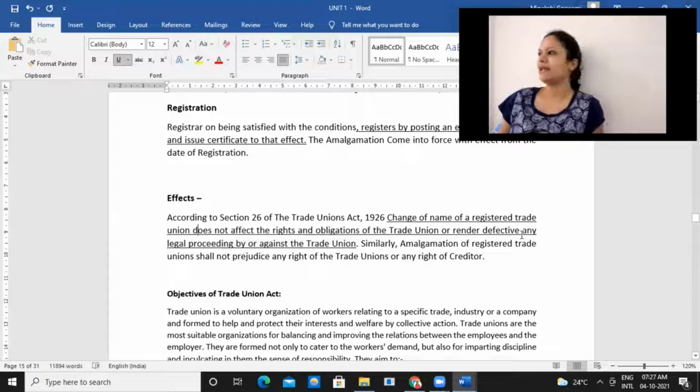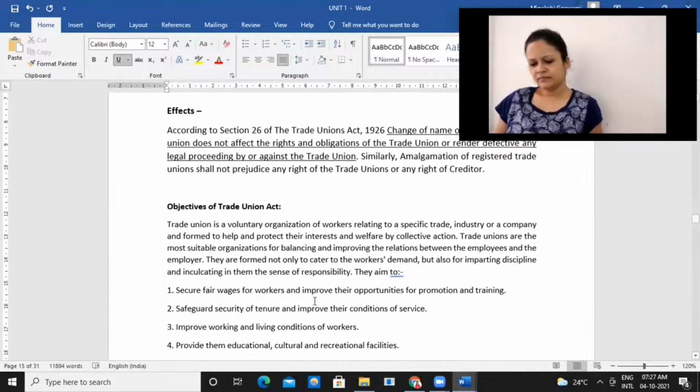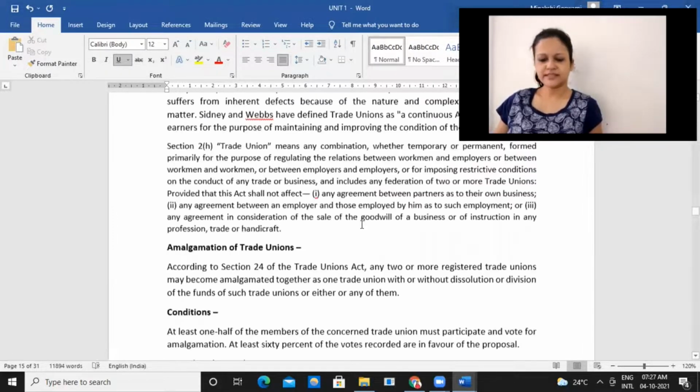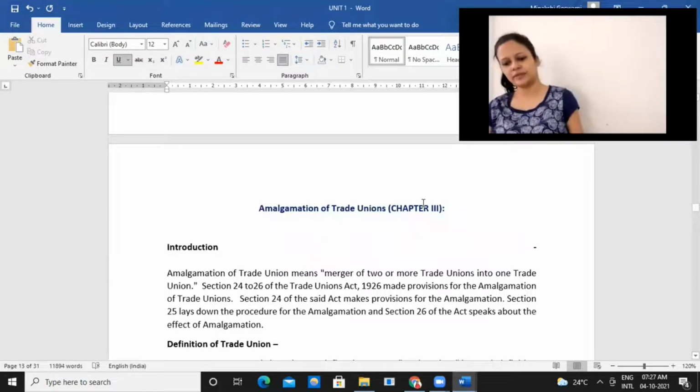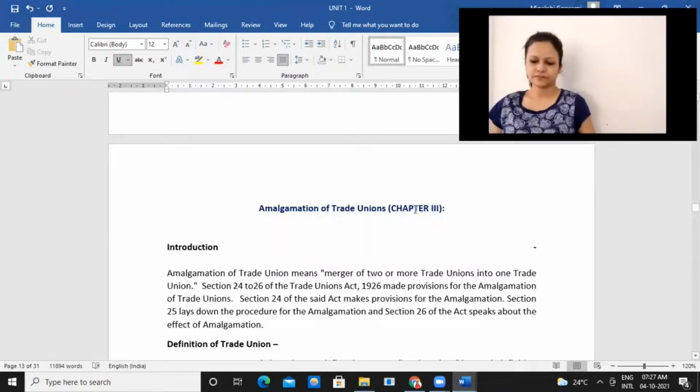Similarly, the rights of the trade union will also remain the same. If they had certain rights, those rights will remain as they are. Those rights cannot be taken away from them just because they have changed their name or formed one union. That would not happen. This is clear, right? Amalgamation of Trade Union, Chapter 3. Yes, madam.